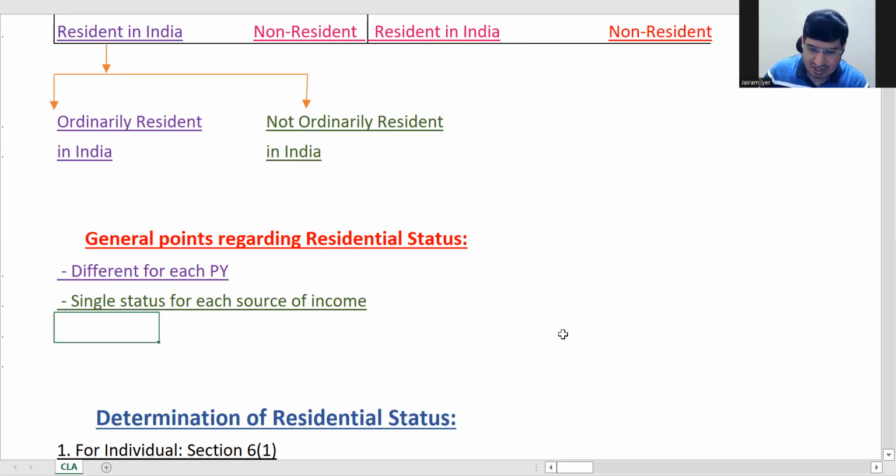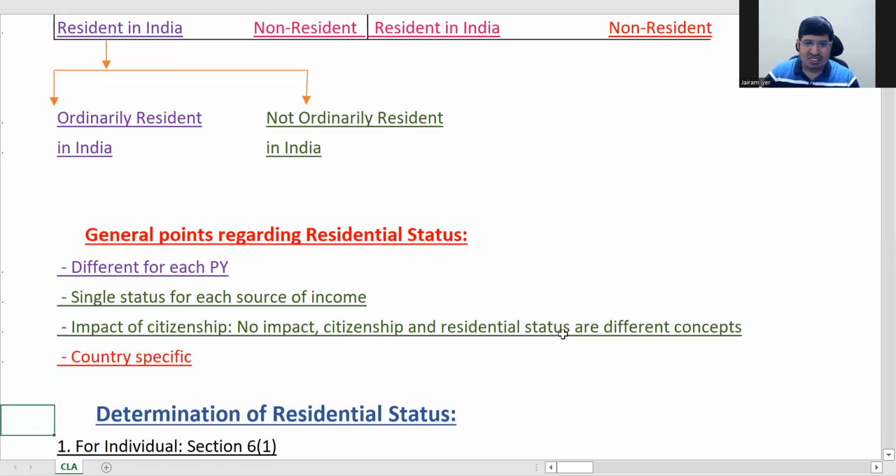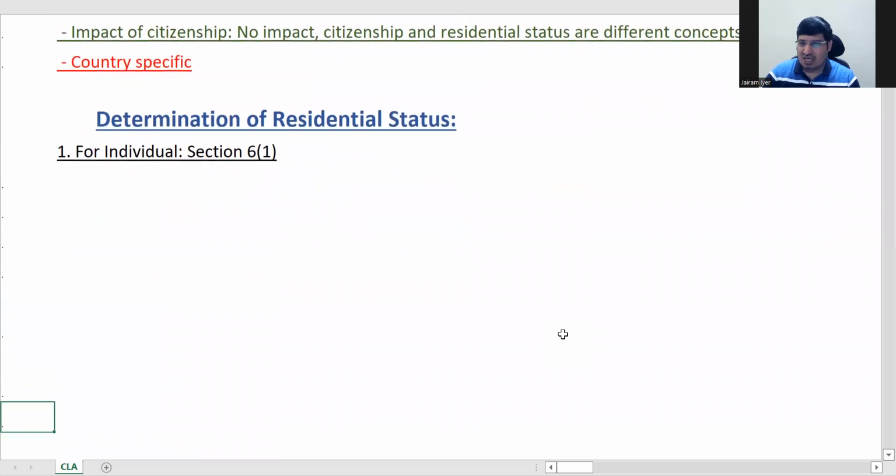Okay, right? Citizenship is a different thing. It doesn't have relation with residential status. A little bit of relation is there now in the current rules, but normally it is not a concept directly related to citizenship. It is country specific, because residential rules are different for different countries. So these are the main points of residential status. Now we are coming into the real topic.